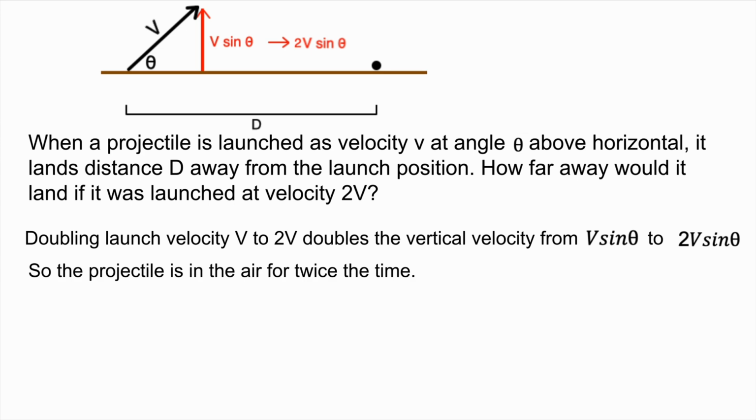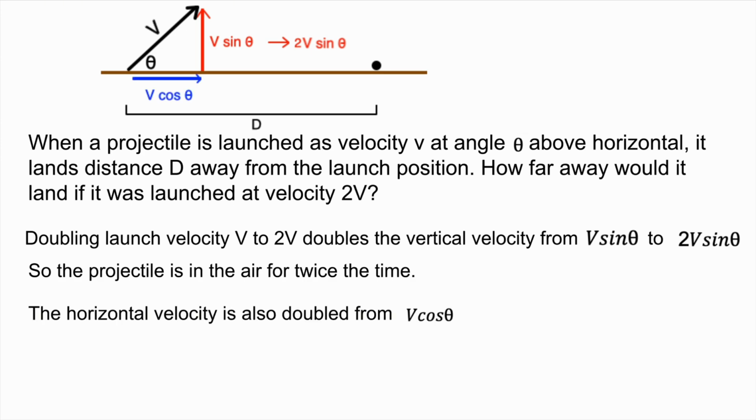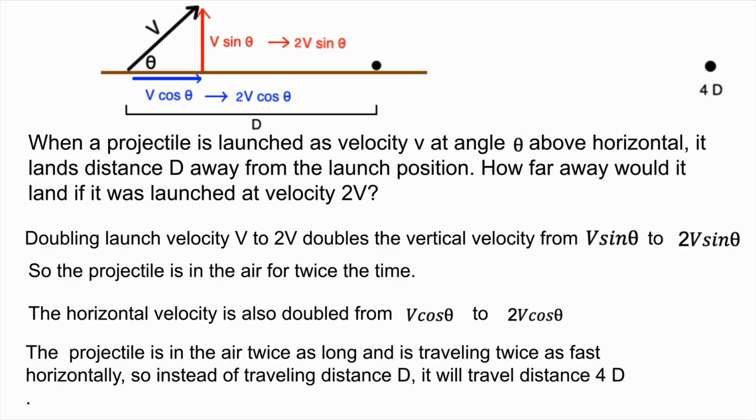Now, if I think about the horizontal, it's also going to be doubled, because if I double v here, then I'm doubling this from v cosine theta to 2v cosine theta. So it's traveling twice as fast horizontally, and it's in the air twice as long. So therefore, it's not going to go twice as far. It's going to go 4 times as far. But let's see mathematically why this is true.